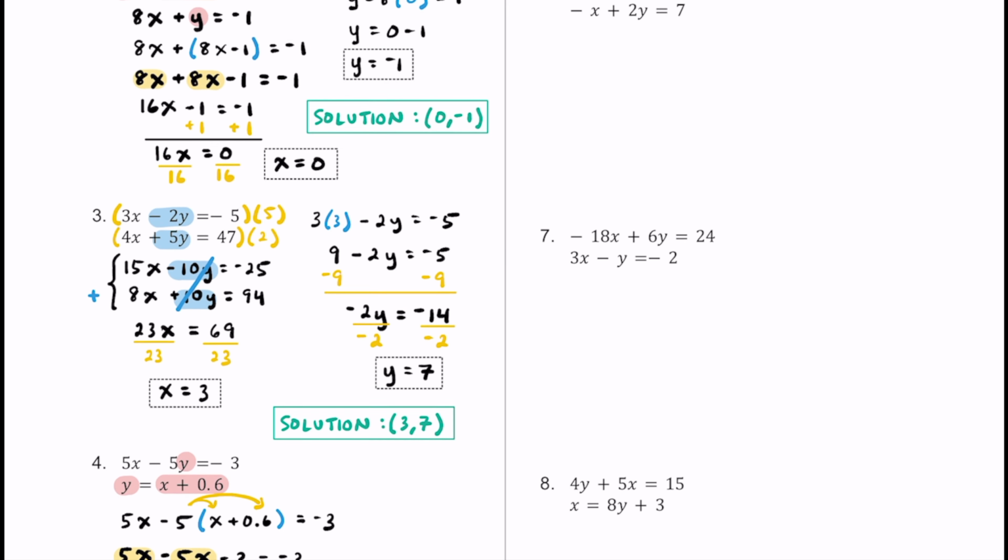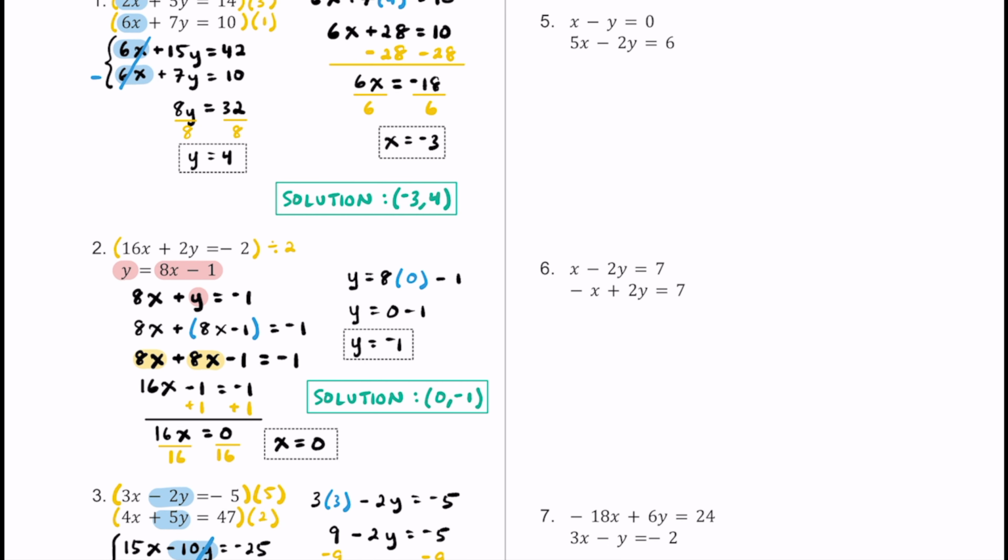Here's number 5. For this system, we have x minus y is equal to 0, so we have some coefficients of 1, which are easy to work with. Then we have 5x minus 2y is equal to 6.